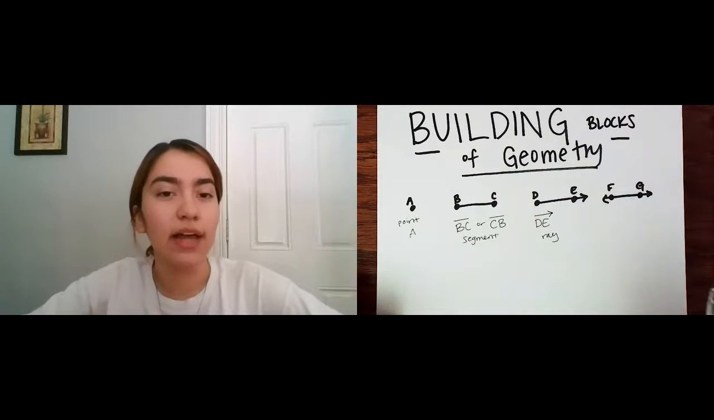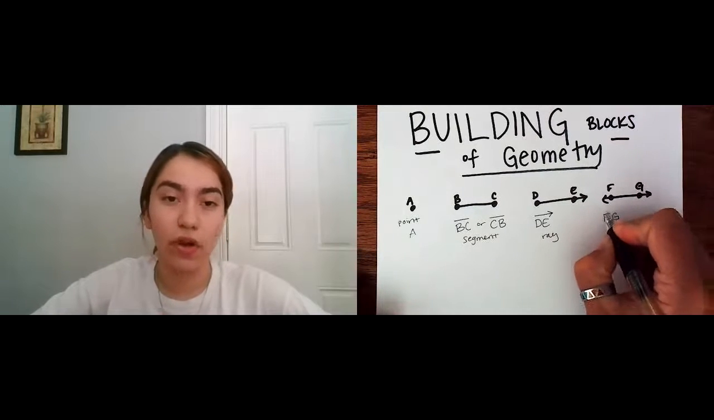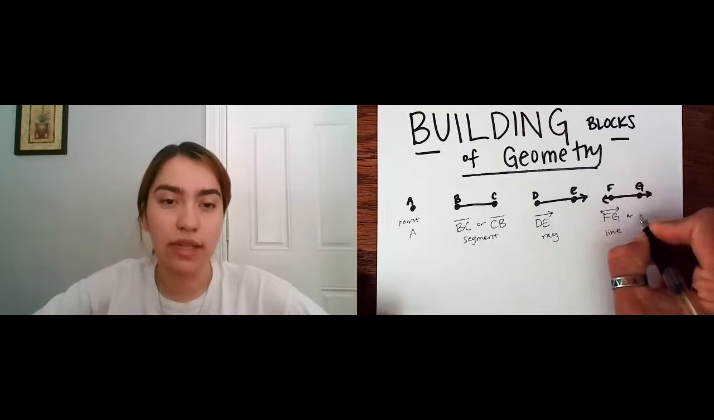And finally, we have line FG. You can read this as either FG or GF since it goes on forever and ever in both directions. Just make sure to put the two arrows at the end when you label it.